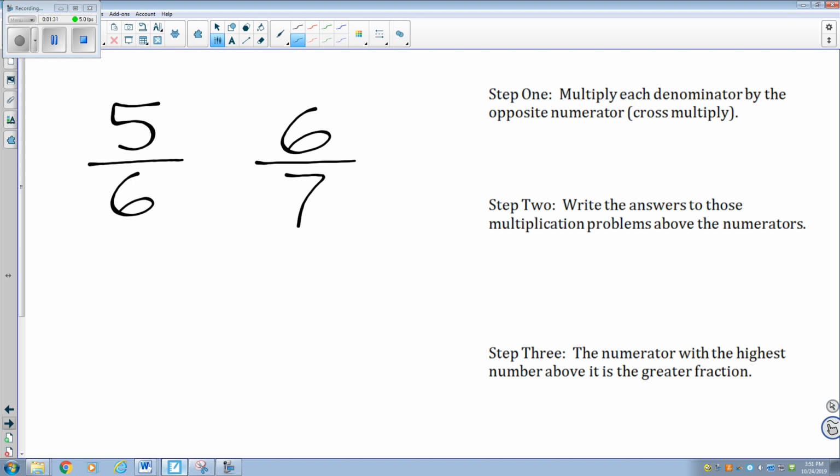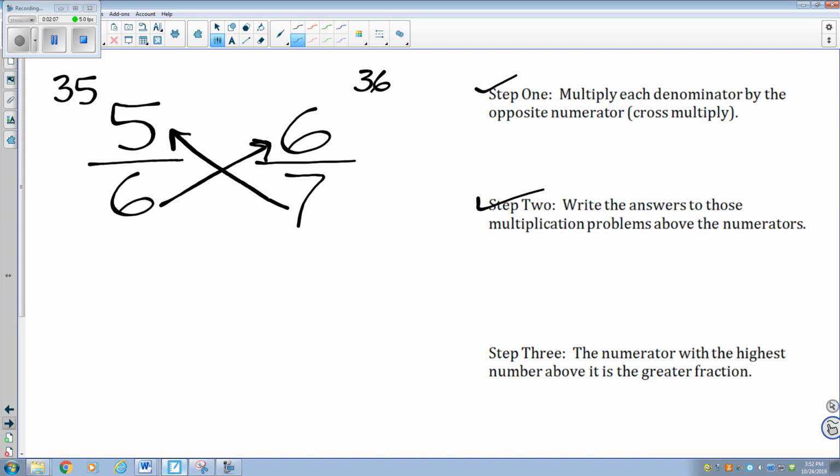You start with your denominator. So in this case we have 6, and we're going to multiply by the opposite numerator, which is 6. 6 times 6 is 36. So that was step 1. And step 2, write the answers to those multiplication problems above the numerators. So 6 times 6 is 36, so I'm going to write my 36 right there. But I need to do the same thing with the other denominator and numerator when I cross multiply. So start at the 7 times 5. 7 times 5 is 35. And I'll write the 35 right there.